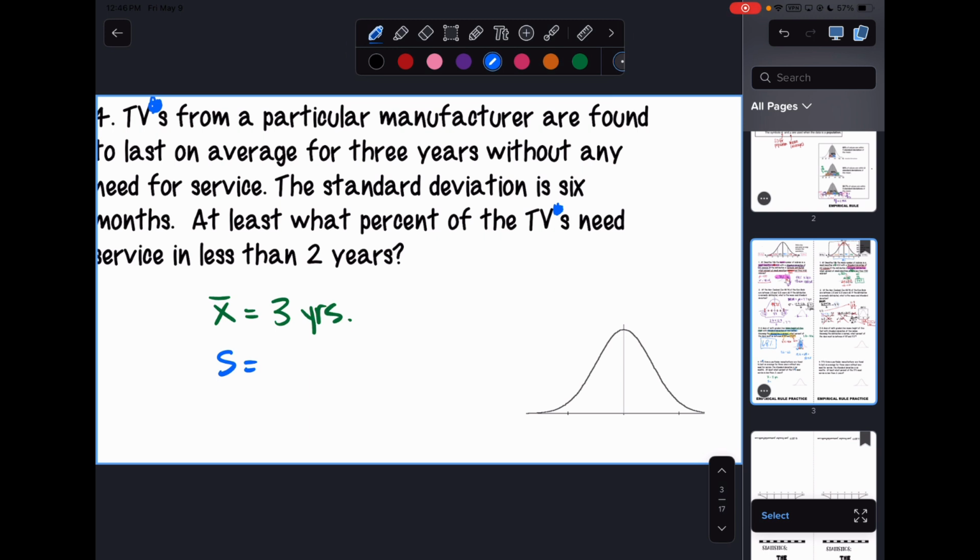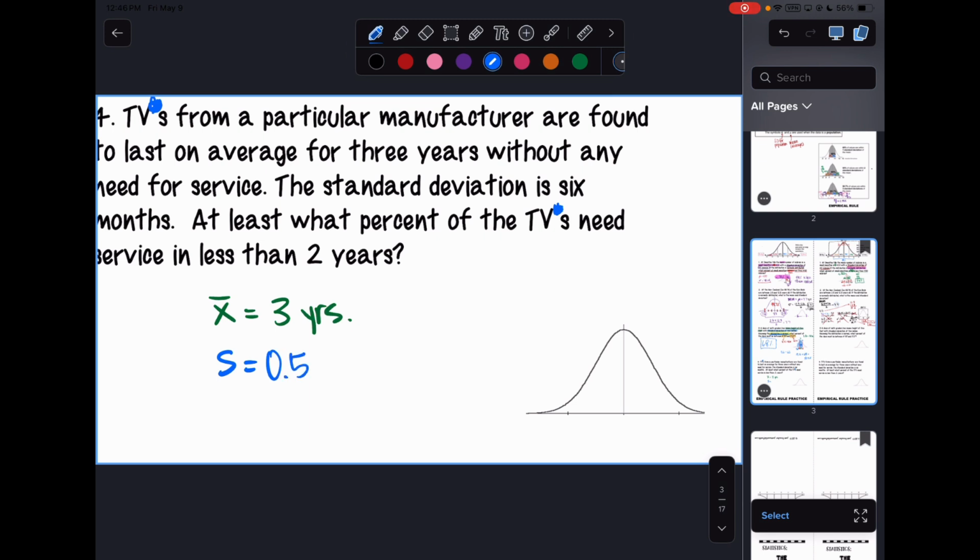All right. So at least what percent of the TVs need service in less than 2 years? Standard deviation is 6 months. Since we have years, and 6 months is an easy number that we can easily manipulate, how about 0.5 years? Yeah, 0.5 years. Right? That will be 6 months. Okay. Does that make sense?